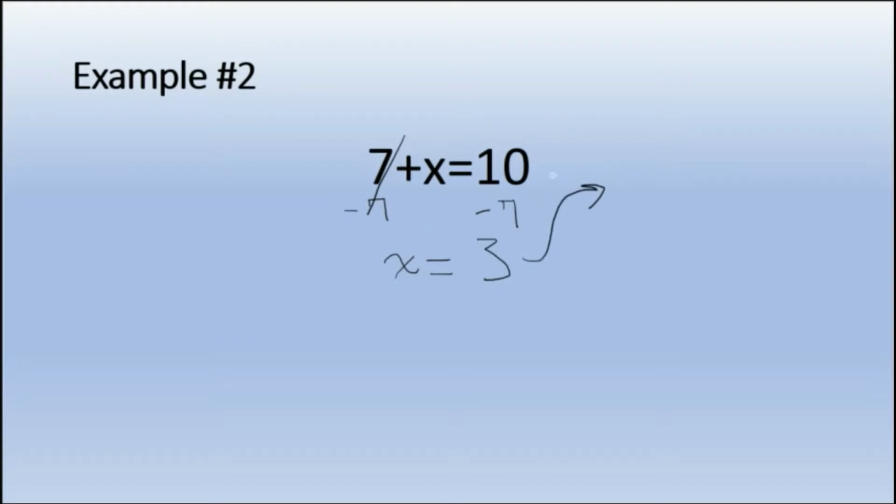Okay, so we're going to check that. So we have 7 plus our x, which is 3, equals 10. And 7 plus 3 is in fact 10. So we know I got that right. So 10 equals 10. Checked our work.